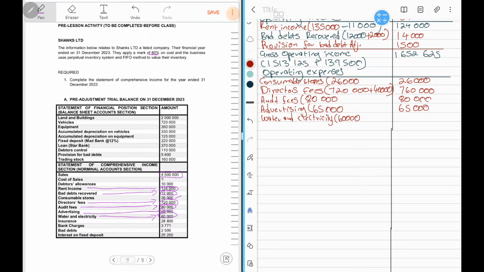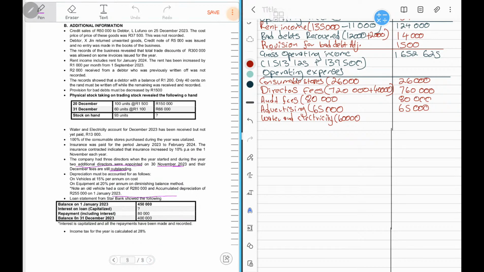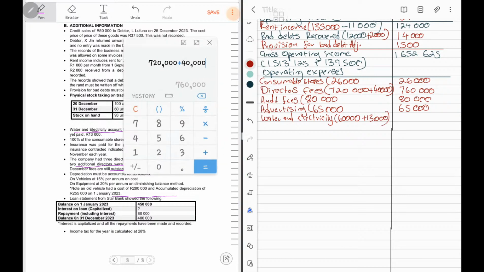Then the next step will be for us to check if there is any adjustment that affects water and electricity. Yes, we are being told that the water and electricity account for December 2023 has been received but not yet paid. Any expense that was incurred but never paid is an accrued expense, so we have to add it here. Add 13,000. Okay, then when we take 60,000 and add it with 13,000, that gives us 73,000.